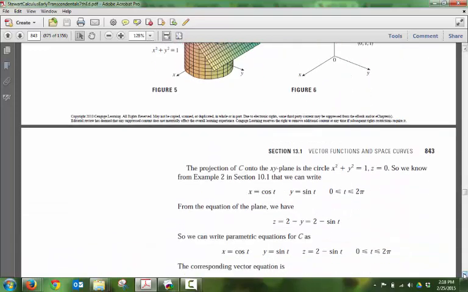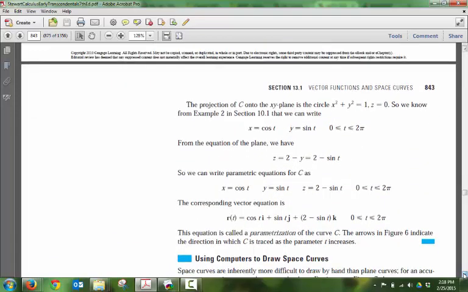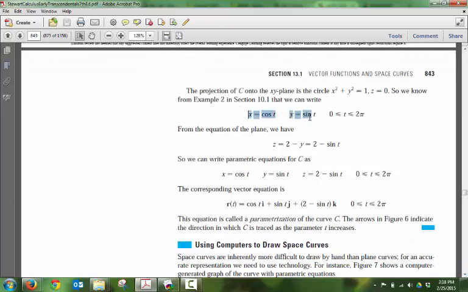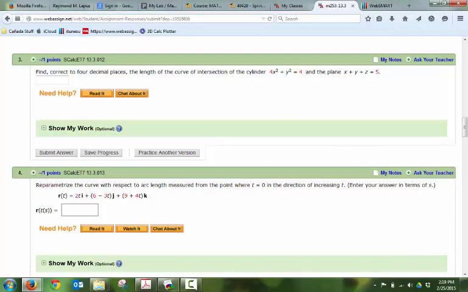If you look at the process here, they basically say you're going to let your x equal a circle, sine and cosine, and then your z is equal to 2 minus y if you look at that plane, and then you just replace your y value with the y component of your parametric equation. So let's see if we could do this using the graphing calculator.